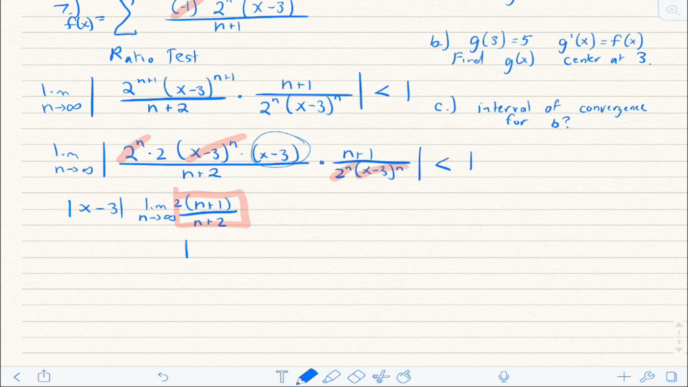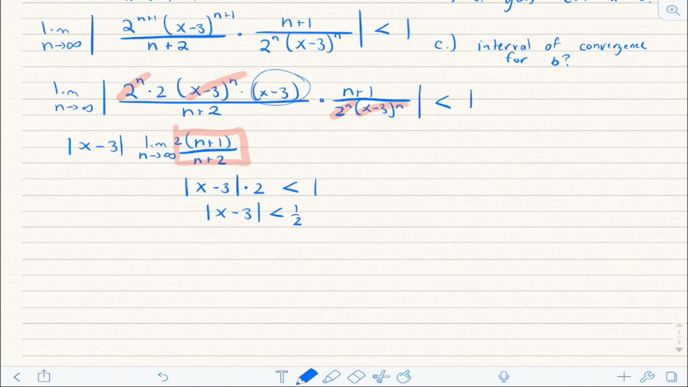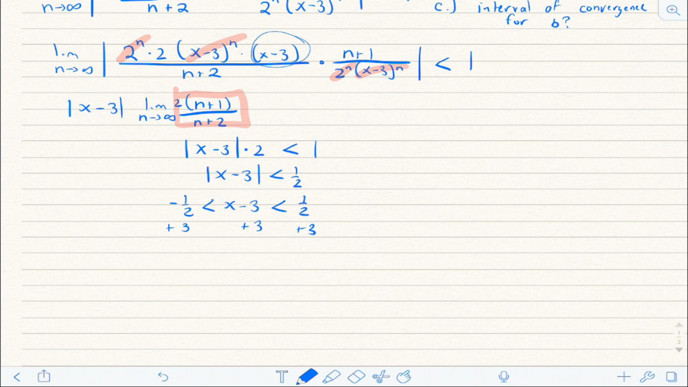So we're going to get the absolute value of x minus 3, and then times 2 is going to be less than 1. So move the 2 over. I'm going to divide both sides by 2. So the absolute value of x minus 3 is less than 1/2. Then from here, we're going to say that -1/2 is less than x minus 3, which is less than 1/2.